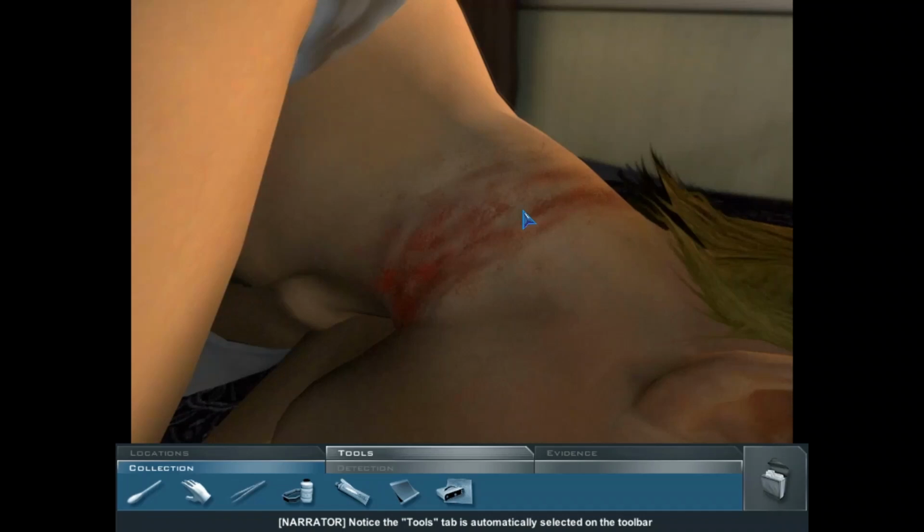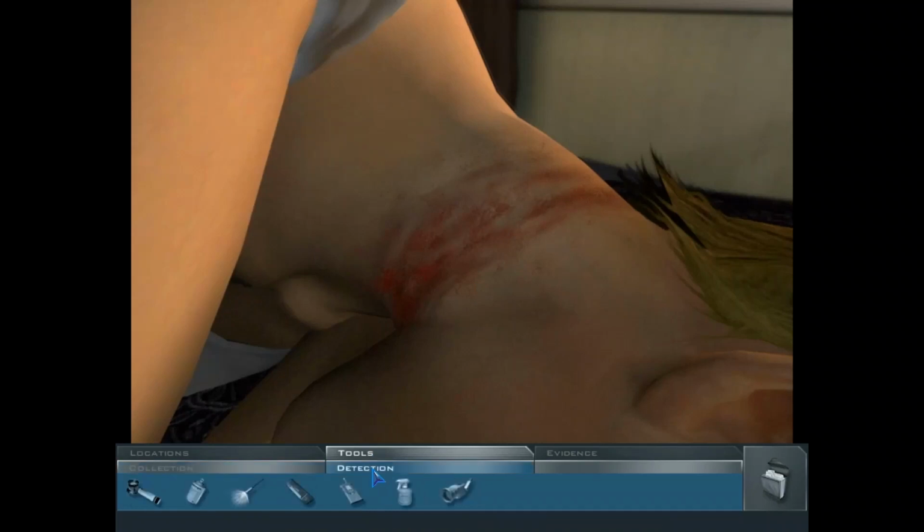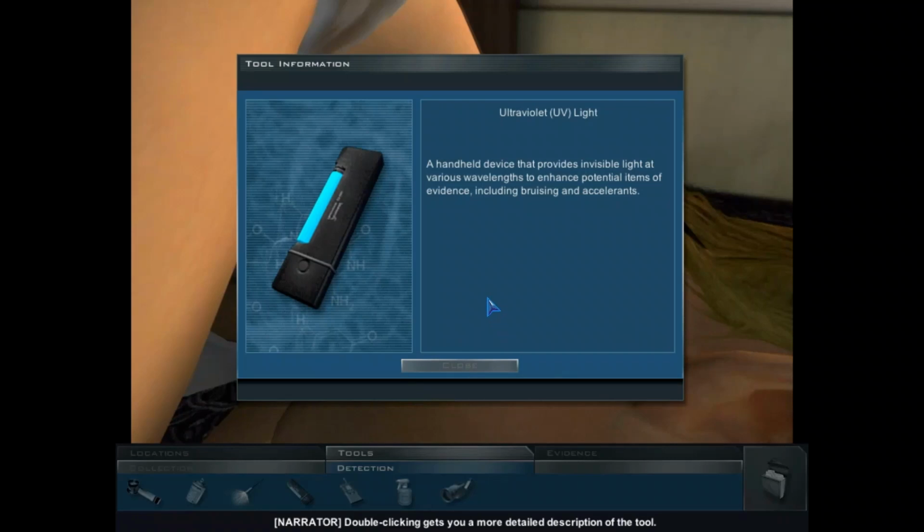Notice the Tools tab is automatically selected on the toolbar at the bottom of the screen when you're close enough to use one. Tools are categorized into either Collection or Detection tools. Click on the Detection sub-tab. Rolling over any of the tools gives you a brief description of that tool. Find the UV light and double-click on it now. Double-clicking gets you a more detailed description of the tool. It looks like it might be the right one for this job. Click on Close.